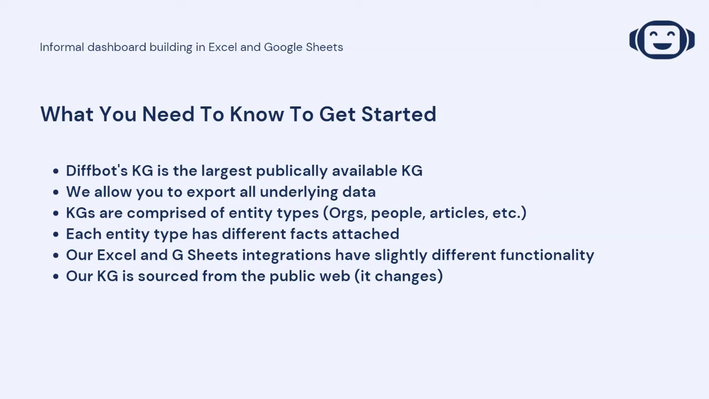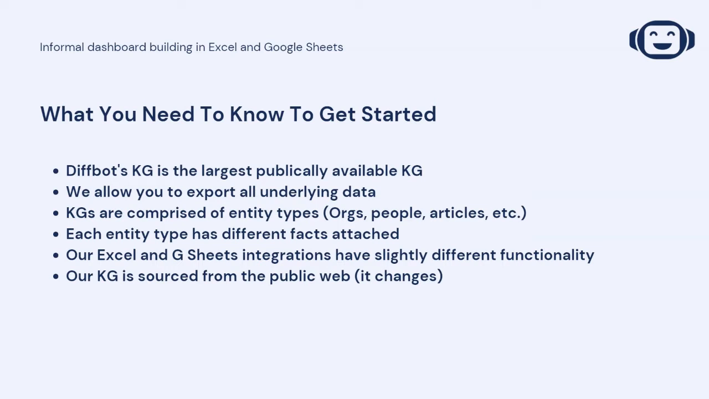Next up, our Excel and Google Sheets integrations have slightly different functionality. The main KG interface enables you to access many more entity types, so don't expect to be able to do everything you could do in the knowledge graph within a spreadsheet. Rather, our integrations are built for a specific subset of tasks. So these tasks include data enrichment, exploratory market intelligence research, and the ability to search for person entities, org entities, and article entities.